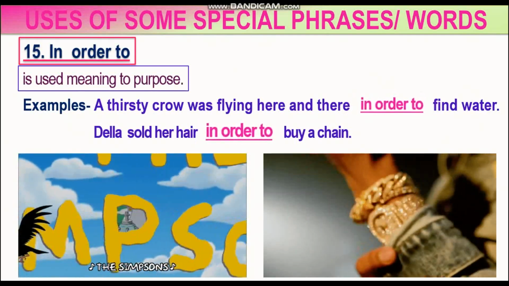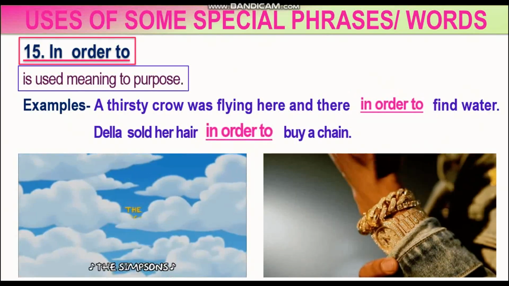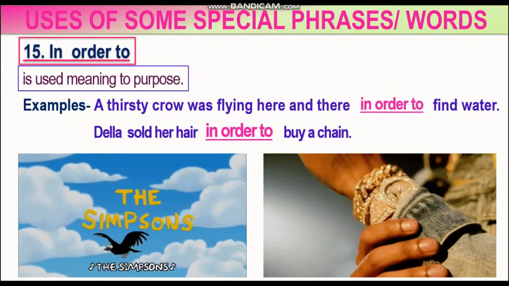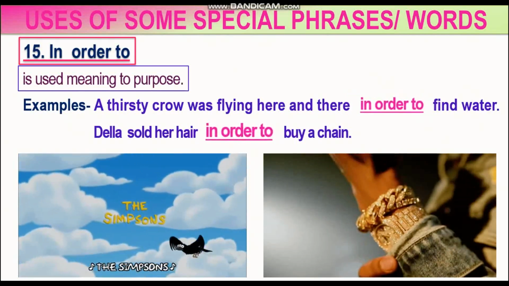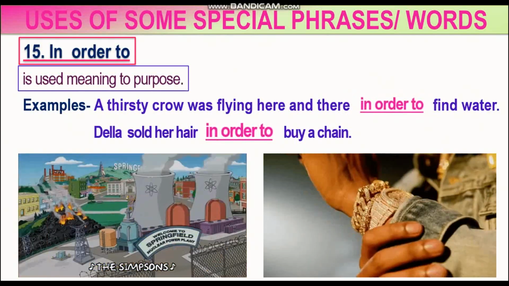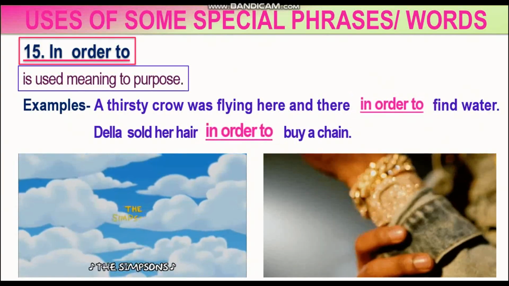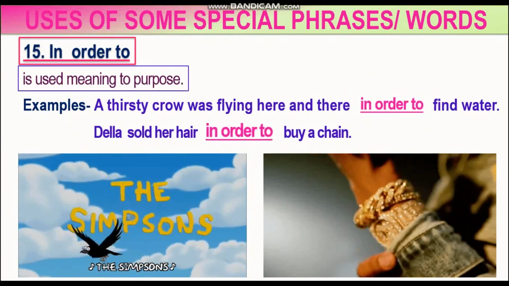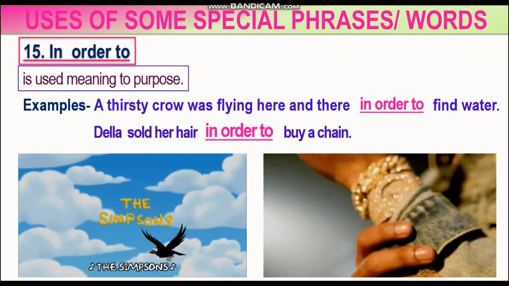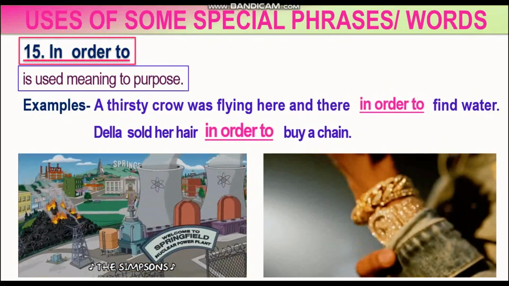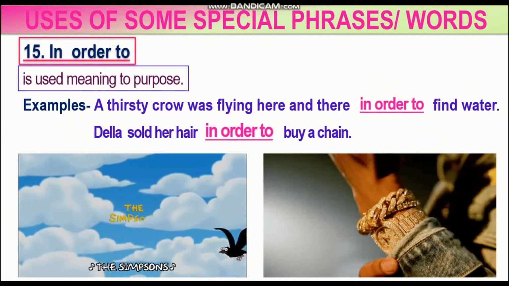Here in the first sentence, a thirsty crow was flying here and there in order to, I mean for the purpose of finding water. In the second sentence, Dela sold her hair in order to, that means for the motive of buying a chain.